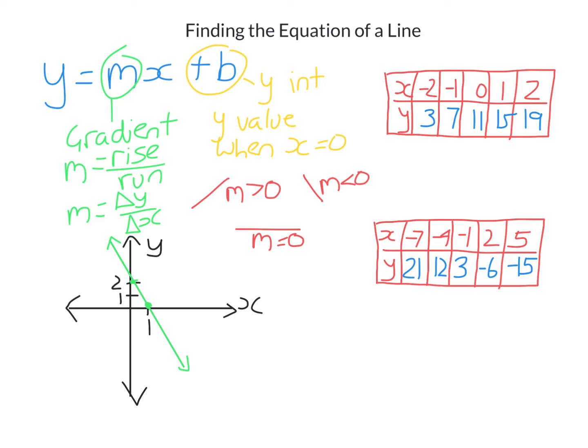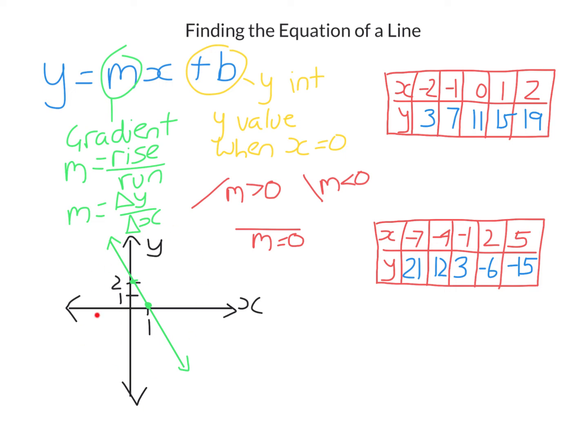So the y-intercept of a line is where it hits the y-axis, or it's the y value when x equals 0. So this probably sounds pretty complicated, but it actually makes life easier for us. If I want to find the equation of a line, all I need to do is find the gradient, find the y-intercept, and then I'm done.